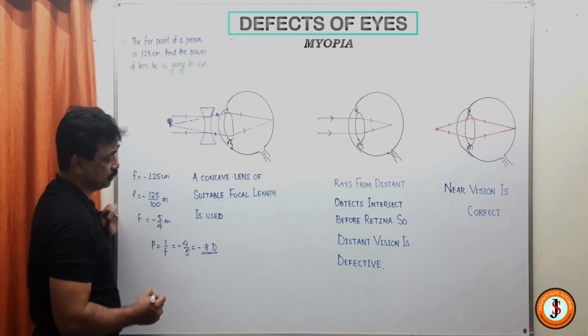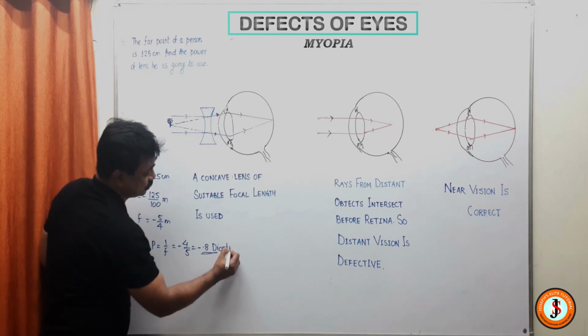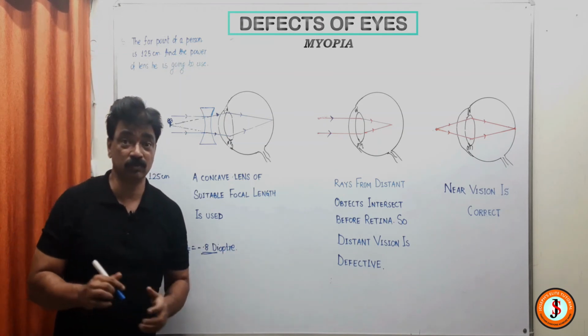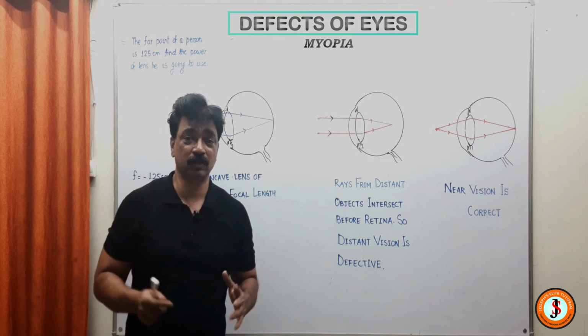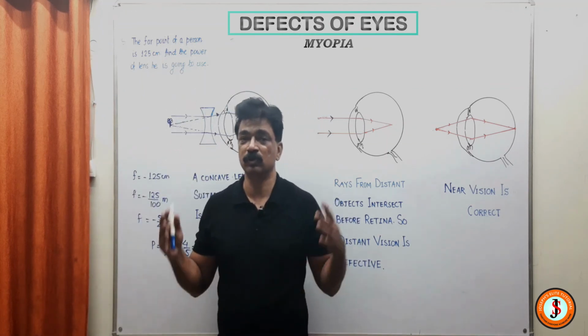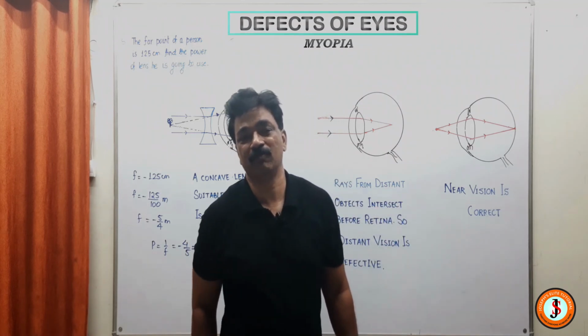Most of the myopic eyes are of students. If you ask your friends, maximum children in the school who are wearing glasses will be wearing negative power.